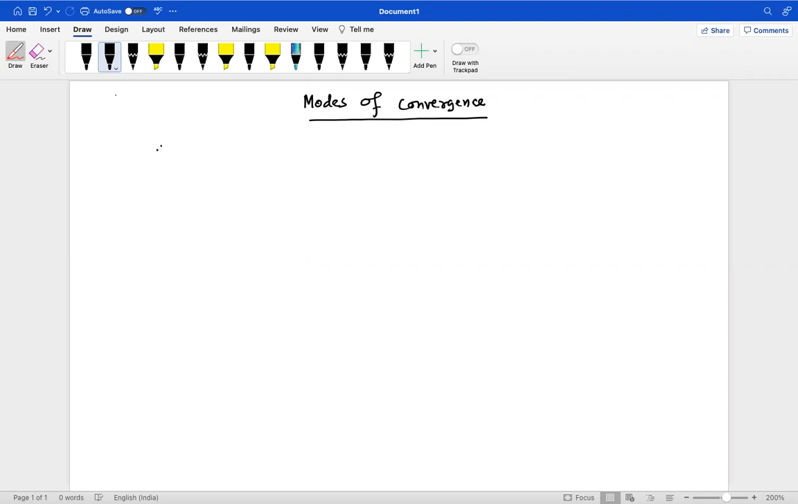So if A1, A2, An are real numbers, we call this a sequence of real numbers. This sequence is called convergent to some L, some real number. We write that the limit as n tends to infinity of a n equals L, or we write a n tends to L as n tends to infinity.